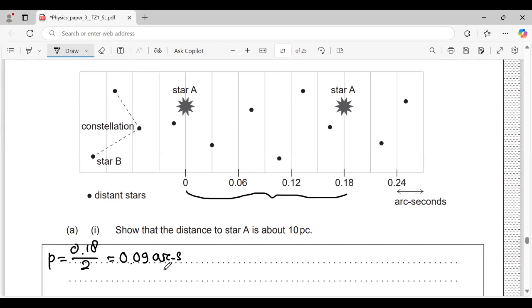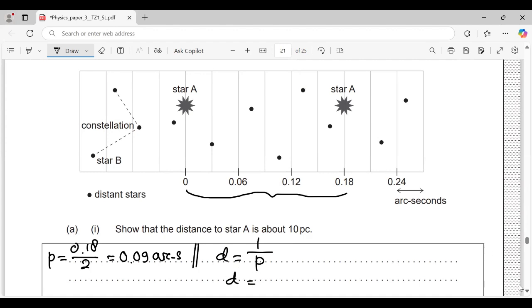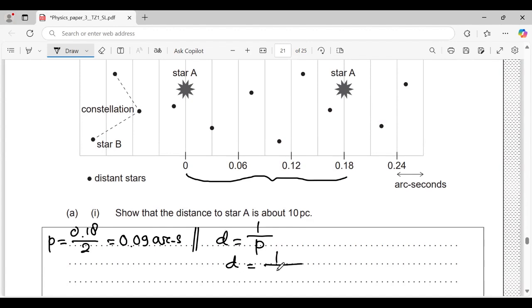Now, to solve distance by parallax, we are going to use the formula that says d, or distance, equals 1 over p, right? So it means p is this one, 0.09. So d equals 1 over 0.09, and the result is 11.11. If you calculate this, 1 over 0.09, 11.11 pc. Okay. pc is parsec.